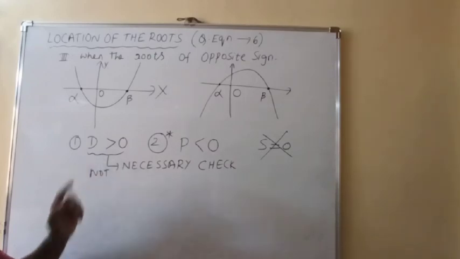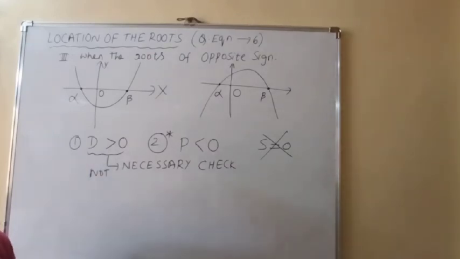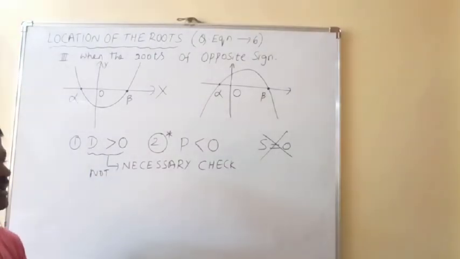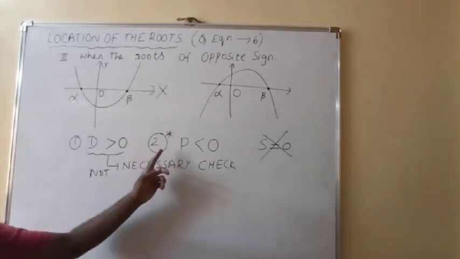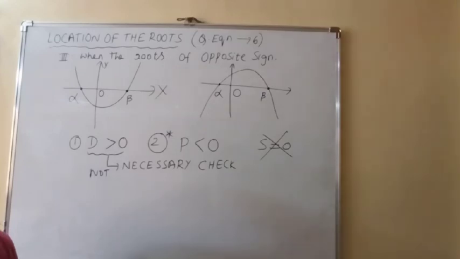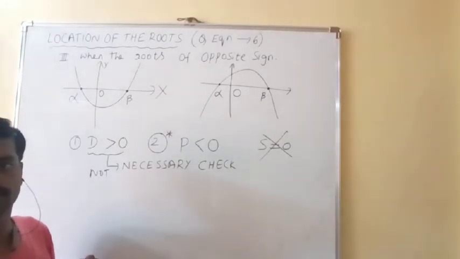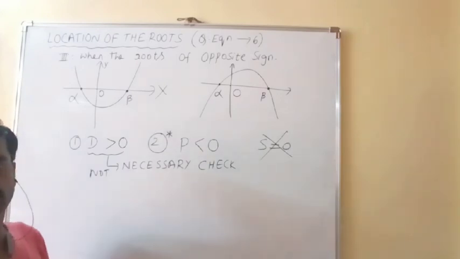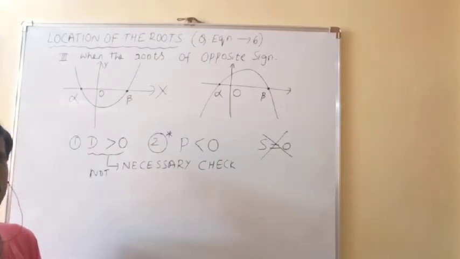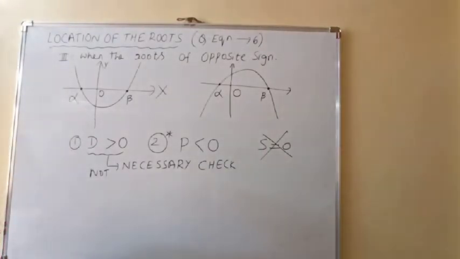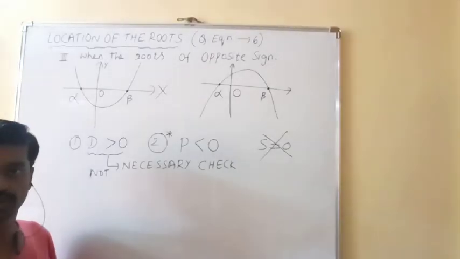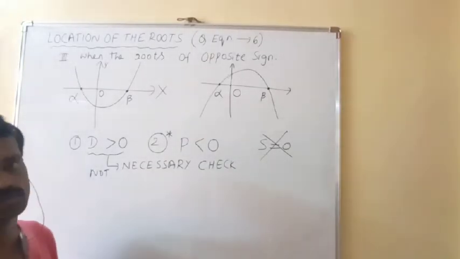So whenever the d greater than 0 case is there, you don't need to check it. It is not necessary to check, so it doesn't affect the problem. Only P less than 0 is important. But when the d greater than or equal to 0 case is there, then you consider that part. Like in the first and second cases, where we got d greater than or equal to 0, you have to consider that case. While solving the problem, d greater than 0 is not required to be checked.